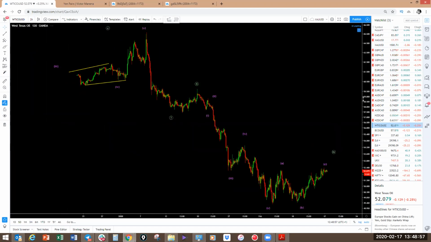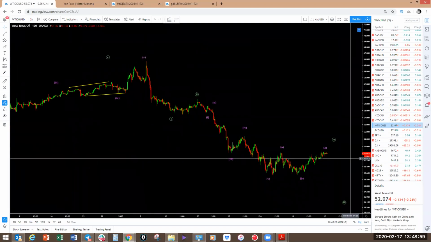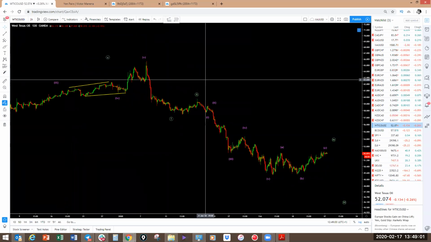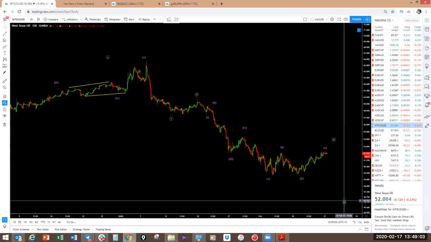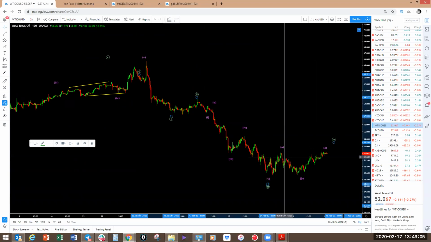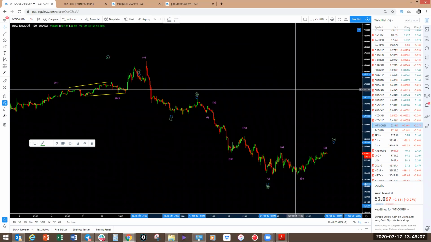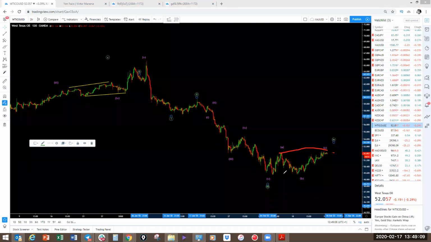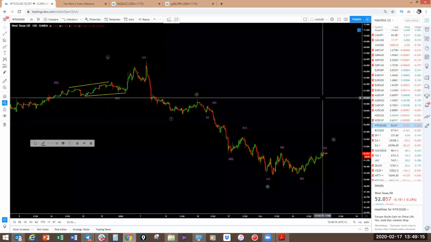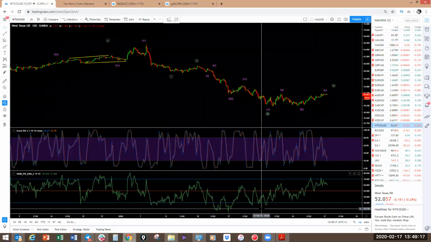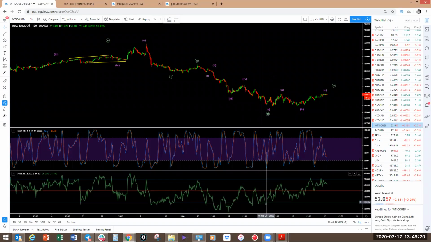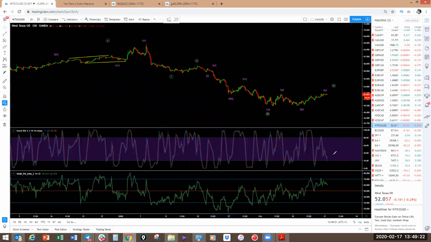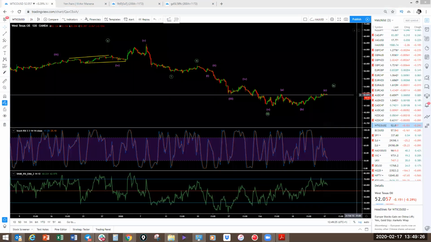There is the 5 waves in purple that you see, lower degree of the bigger one, 1, 2, 3, 4, which is this one that we're about to look at. That's the structure. Let's see if we've got divergence there. We've got some divergence. We've got the stock resetting to the downside. Let's watch on this one.